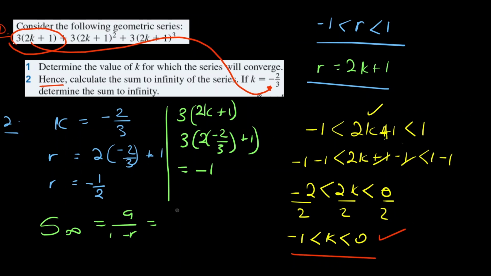So a value is -1 over 1 minus our r value, which is -half, and our sum to infinity will be -1 over 1 minus a half, which will give us -2 over 3. And in that way we would have calculated really our sum to infinity.